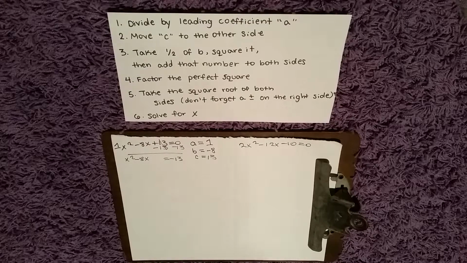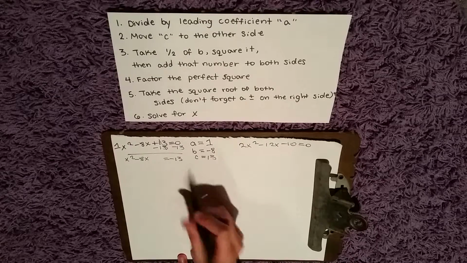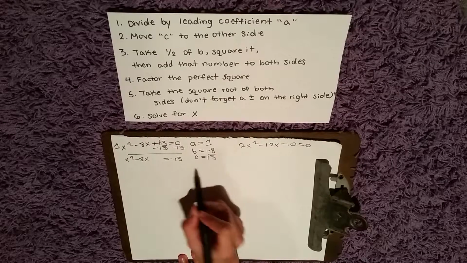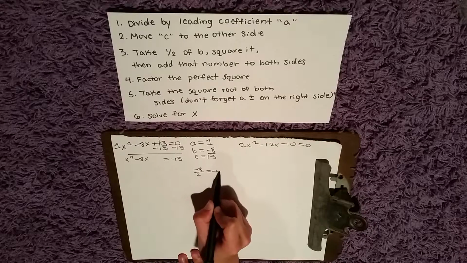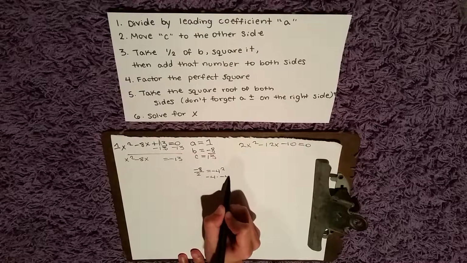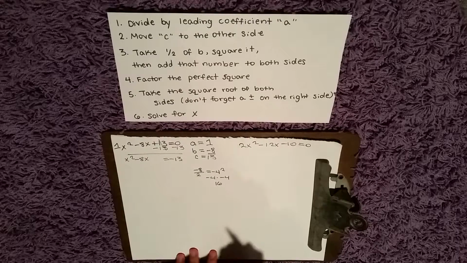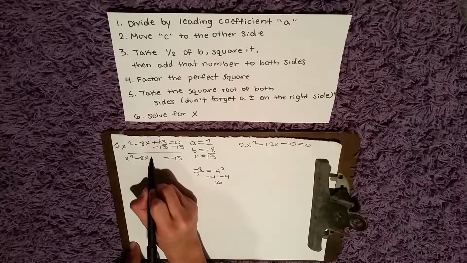So step 3 says take half of b, square it, and then add that number to both sides. That might seem complicated, but it's not when you break it down. So b in this case is negative 8. We're going to take negative 8 divided by 2 and get negative 4, and then square that. Since negative 4 times negative 4 is 16, that's what step 3 is asking for. So we're going to take that number and add it to both sides. That's why I left the gap.